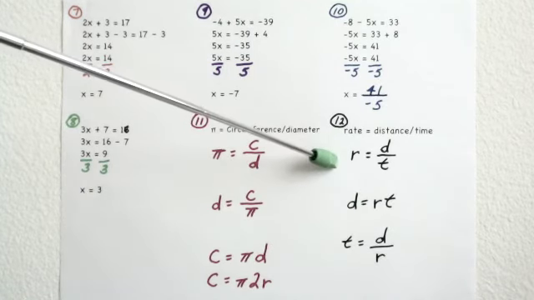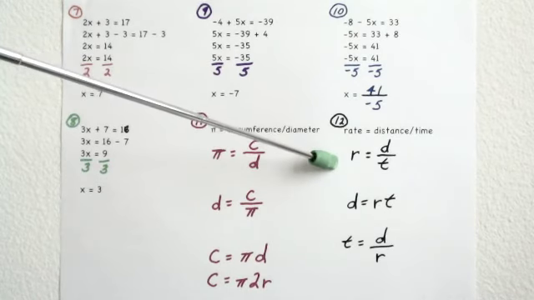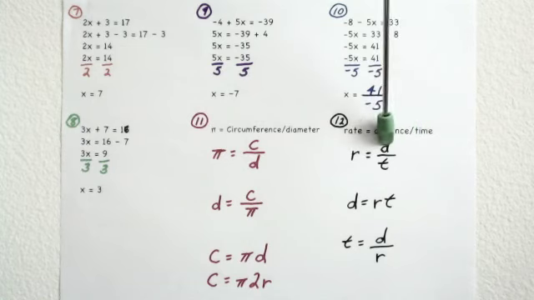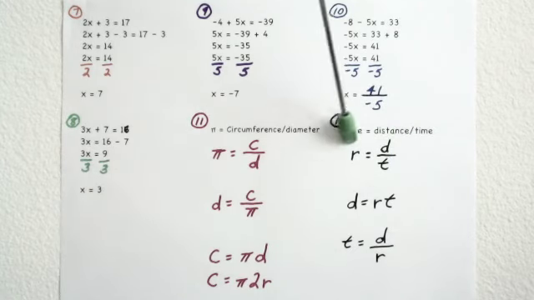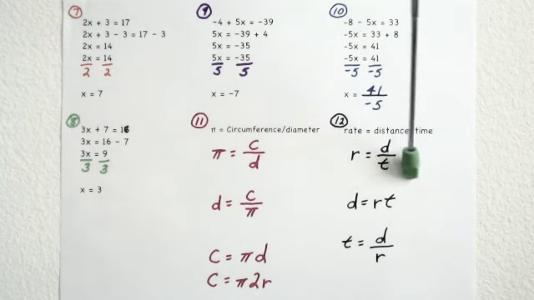Rate equals distance over time. This equation should not be hard for you to remember. Rate is speed. How do we talk about speed? 60 miles per hour. The distance over the time. That's rate. 60 miles per hour. If you can just remember how we talk about speed when we're driving a car, then you can rewrite this equation to either one of these.